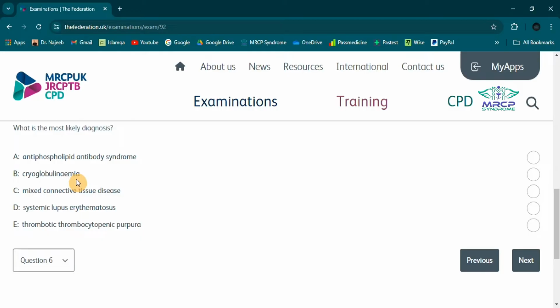So regarding the other differential, the cryoglobulinemia, this is associated with immune complex mediated vasculitis, and this type of patient usually comes up with palpable purpura, arthritis, and features of glomerulonephritis. In case of cryoglobulinemia, the patient will have a significant reduction of both C3 and C4, and this is also usually related to hepatitis C infection.